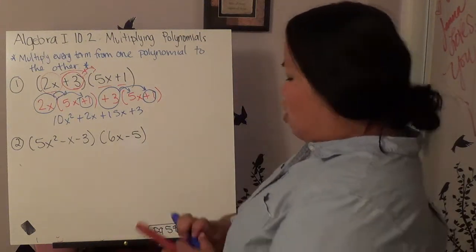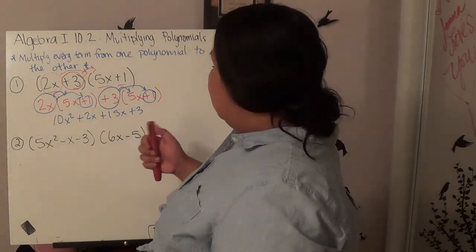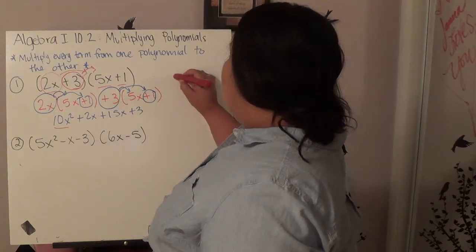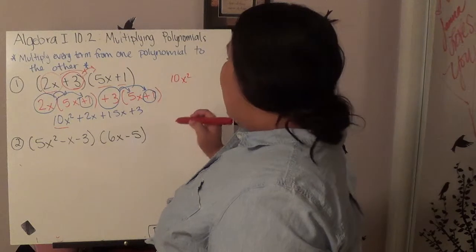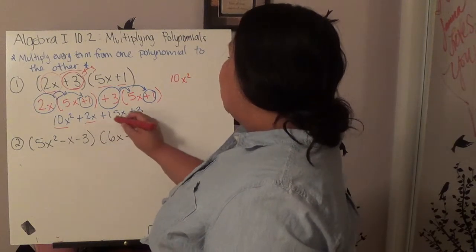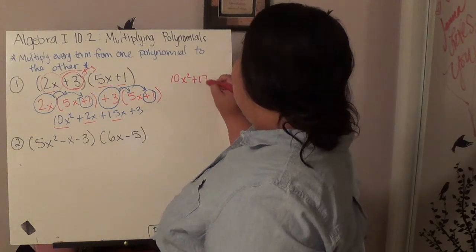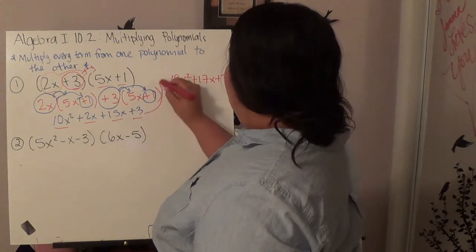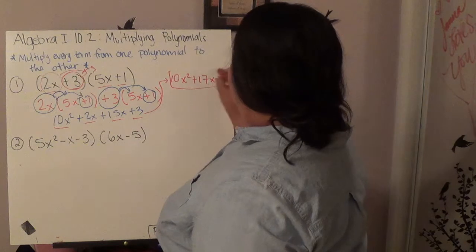So here I'm going to go ahead and combine like terms. This is 10x squared. Well, there's nothing to combine, so I'm going to keep that. And then 2x plus 15x gives me 17x. And 3x has nothing else, so plus 3x. So this is my simplified form.